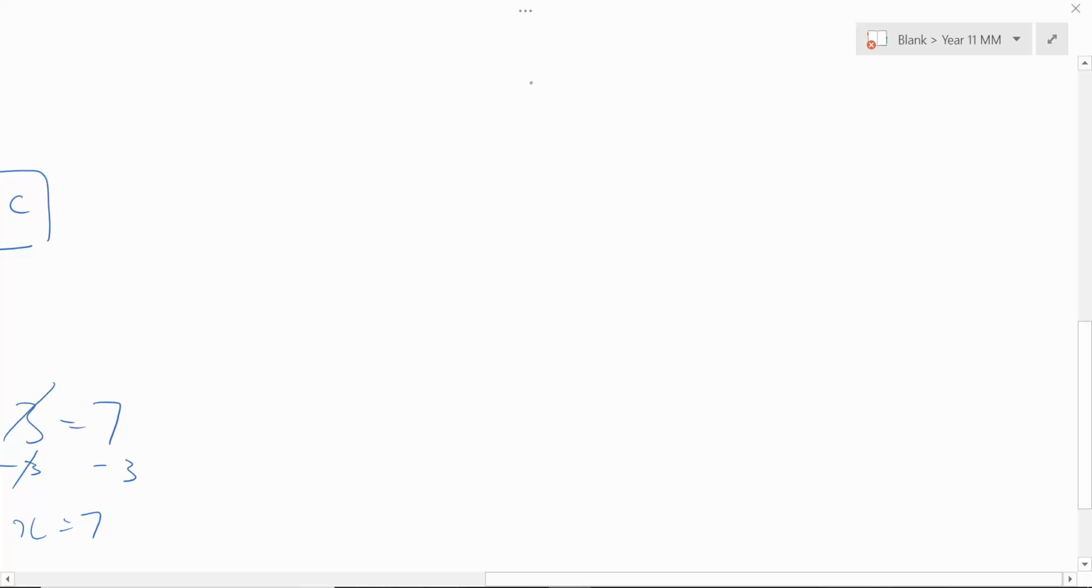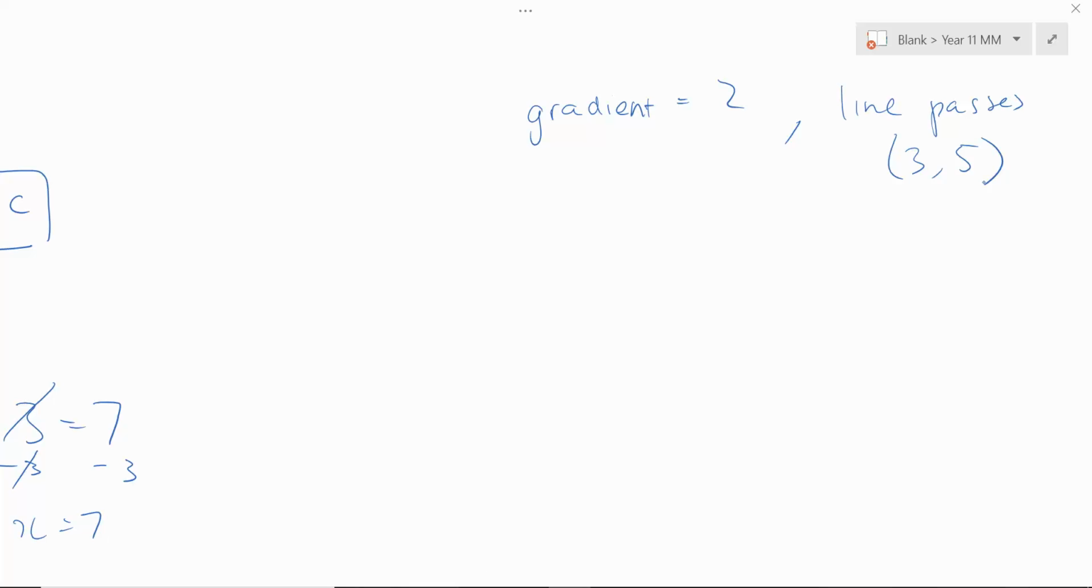So exercise 2c, I'll give it to you. They'll say gradient is equal to 2, and they say line passes through 3, 5. I'm just going to make it up. Now they say if you have a line, it has a gradient of 2, so that's what you know, and it passes through 3, 5. What's the equation of the line? Okay, that's the question in exercise 2c.